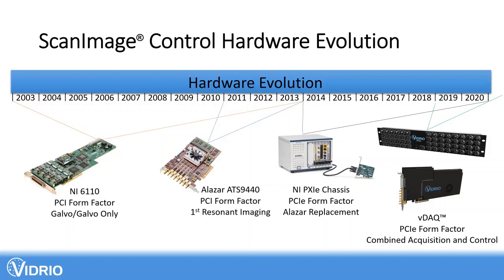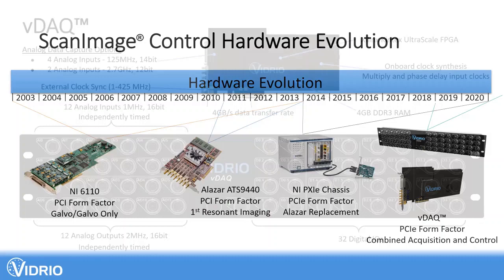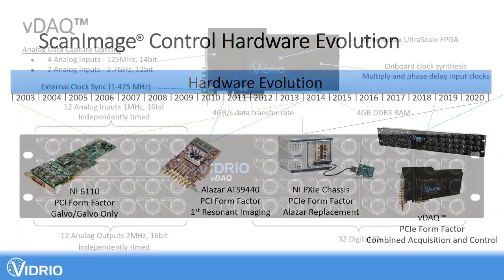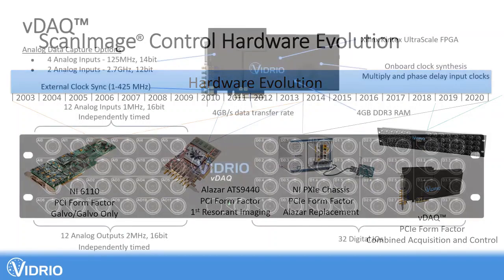So we still support the NI chassis and the NI hardware, but we think the vDAQ is superior, and there'll be features that get developed for the vDAQ moving forward that probably won't be capable of being implemented on the NI hardware. Just to go into a little bit more detail here, there are two boards on the vDAQ.